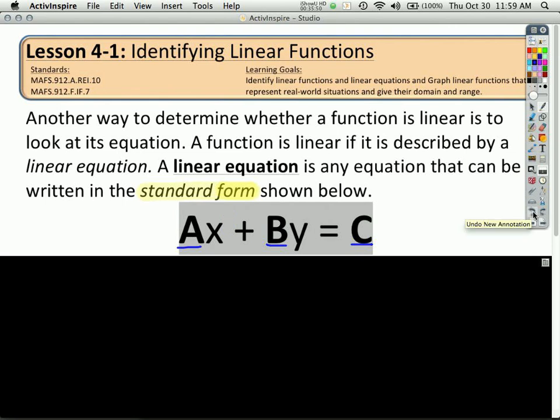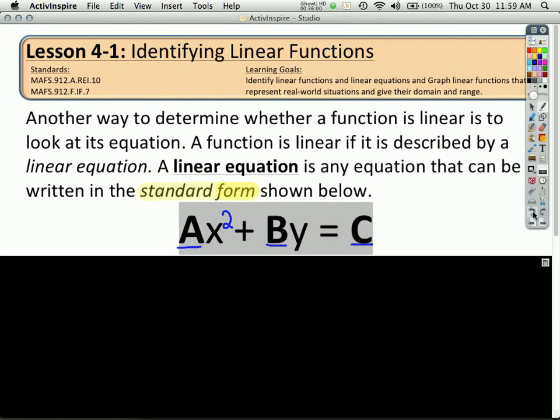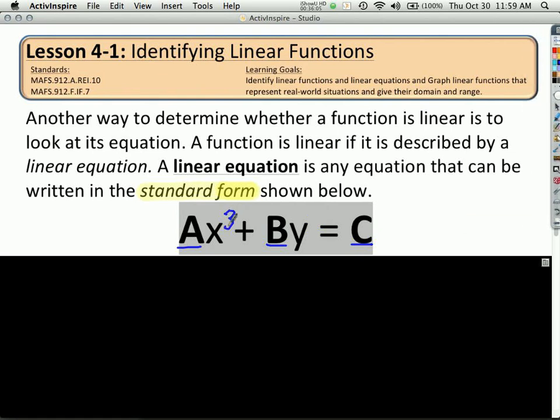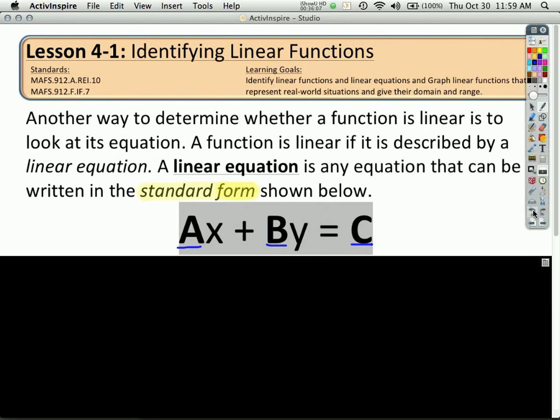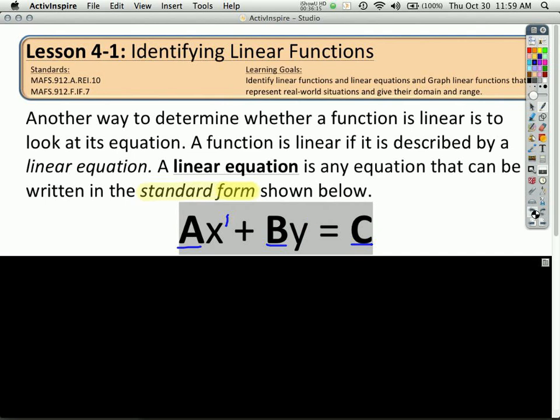If you see this, that is not standard form. If you see this, that's not standard form, and that's not linear. If you see a 3, that's not linear either. So it's only linear if both of these are 1s, also if they're not there at all. Okay? Any questions about that?